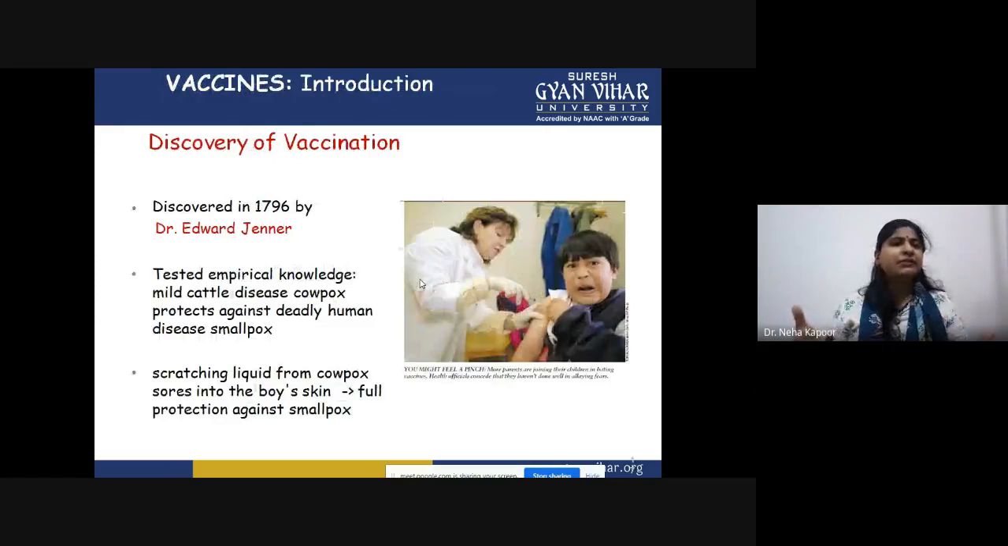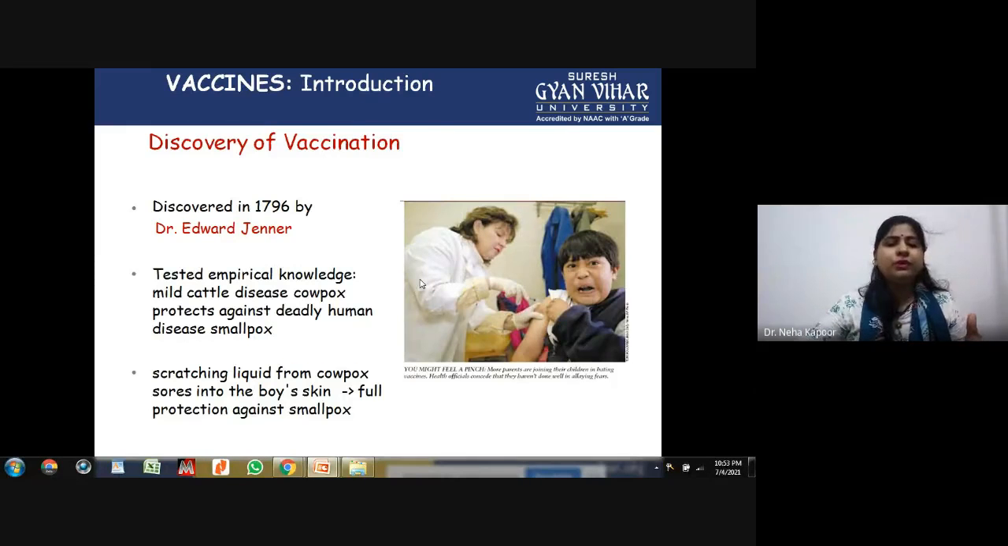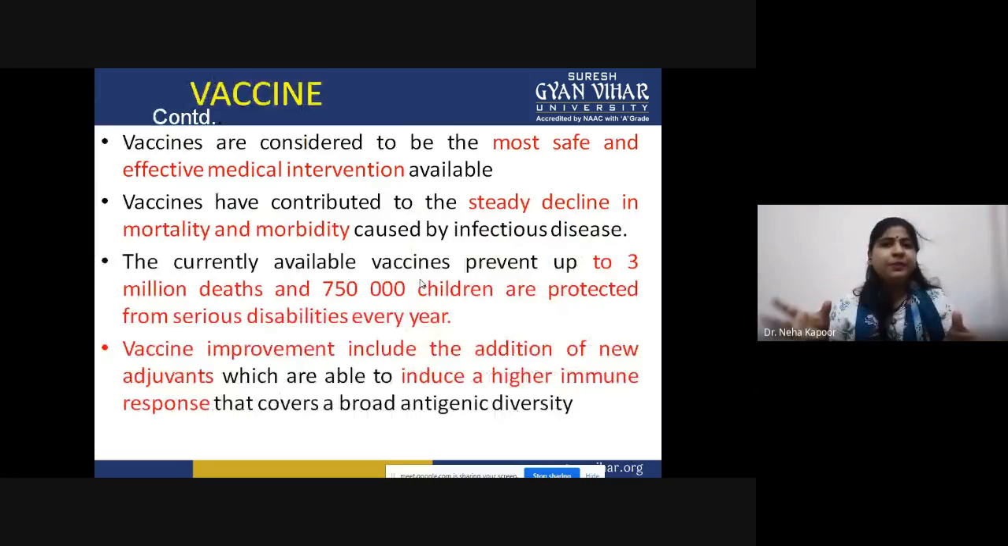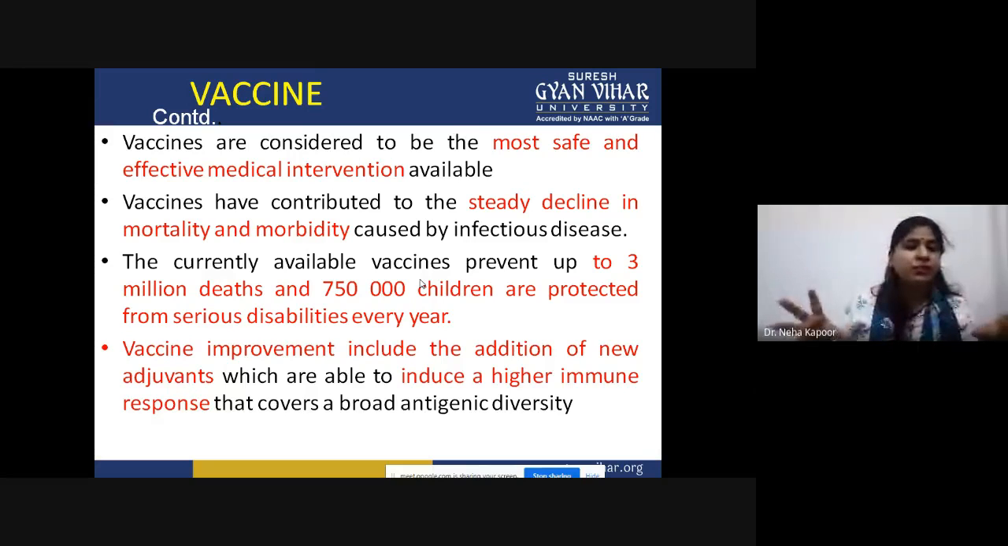The main discovery by Edward Jenner was a breakthrough, because of which the era of vaccination and the development of different types of vaccines against different infectious agents and pathogenic microorganisms was mapped. These vaccines are considered to be the safest and most effective medical intervention available. They have contributed a lot to the steady decline in the mortality and morbidity rate of many diseases caused by infectious or pathogenic organisms.